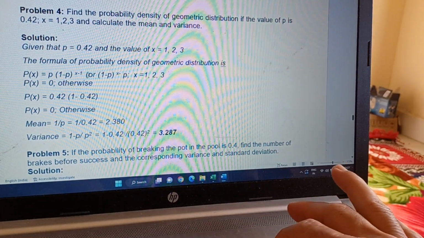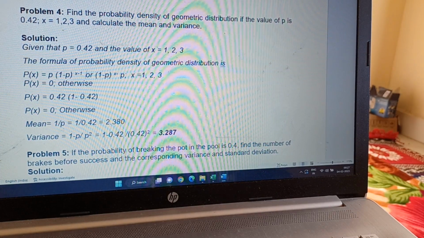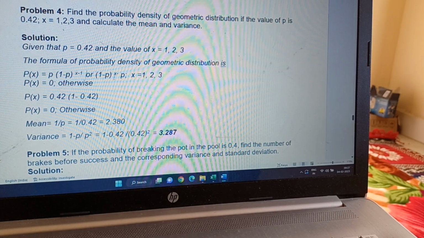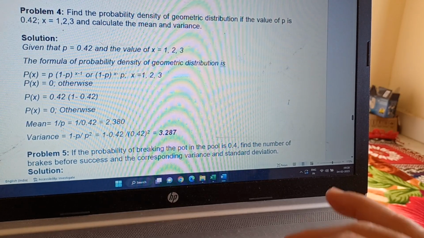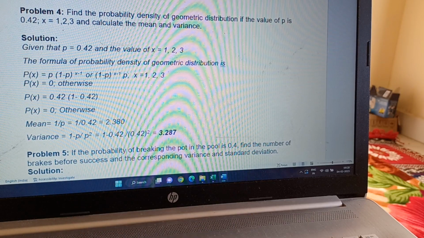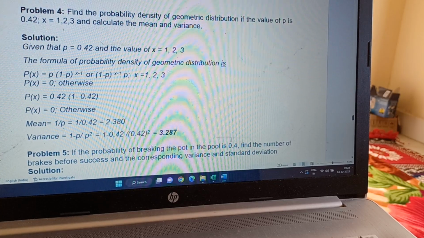So this is the distribution function of the first part, and the second part is that P(x) is equal to 0 otherwise. It means if this condition, q to the power x minus 1 times p, is not met, then the P(x) will be 0. So that's what I wrote.